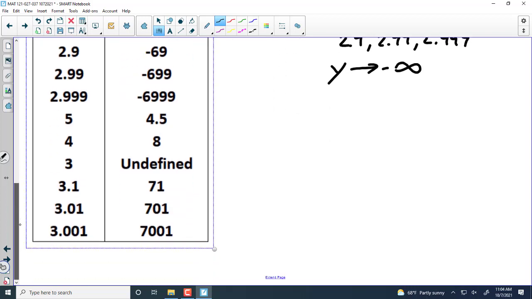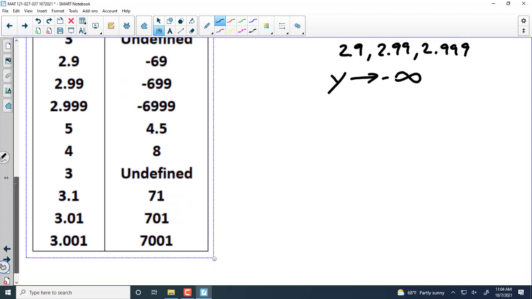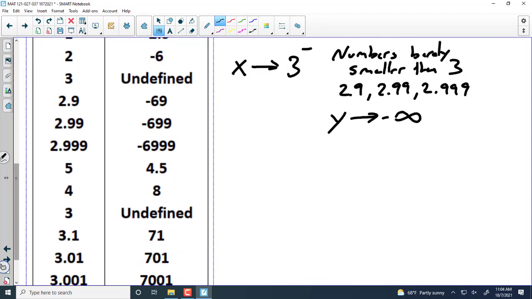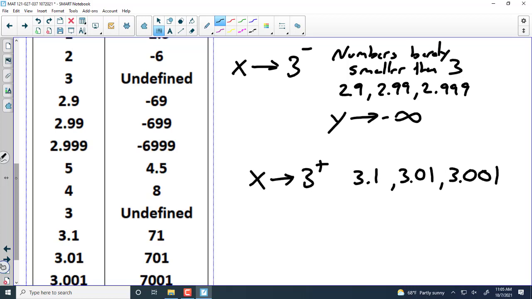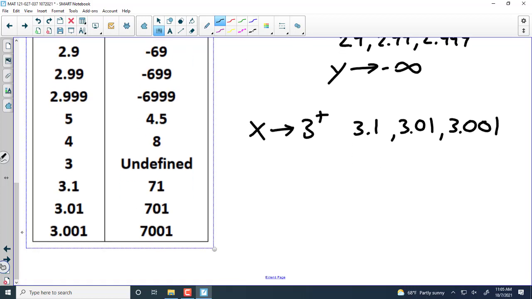The other direction, when you start plugging in numbers as you're coming at 3 from the right, so when x is approaching 3 from the right, and you're talking about 3.1, 3.01, 3.001, you start getting these enormous y values that keep getting bigger and bigger and bigger. In other words, y is approaching positive infinity. So it's not just arbitrary if it goes up or down. It's not me just saying, that's how it works, deal with it.